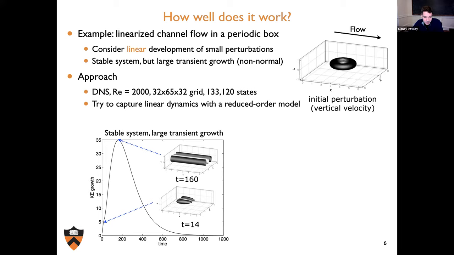Okay, so that brings me to the end of the talk. We looked at these four different flows, and we looked at several different techniques for finding simplicity in these flows, ranging from projection of the dynamics to DMD, dynamic mode decomposition, linear stability, and finally, this harmonic resolvent analysis. So I'll wrap up there.